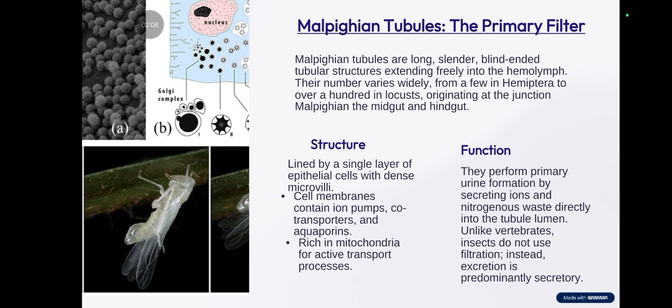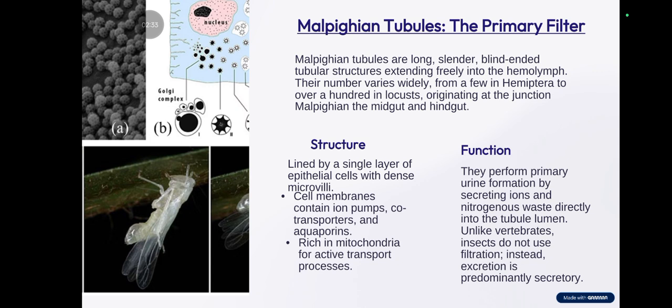Malpighian tubules, the primary filter. So Malpighian tubule is known as primary filter and they are long, slender, blind ended tubular structures extending freely into the hemolymph. Their number varies widely from a few in hemiptera to over 100 in locust, originating at the junction of the midgut and hindgut.